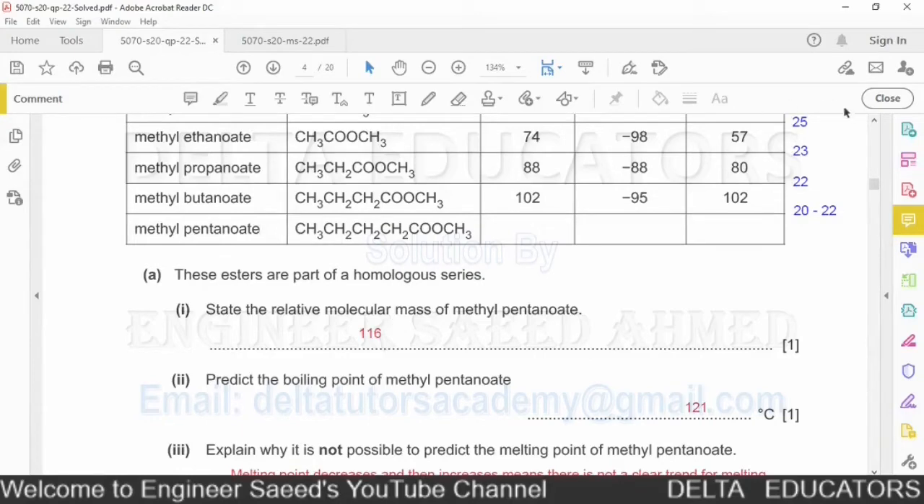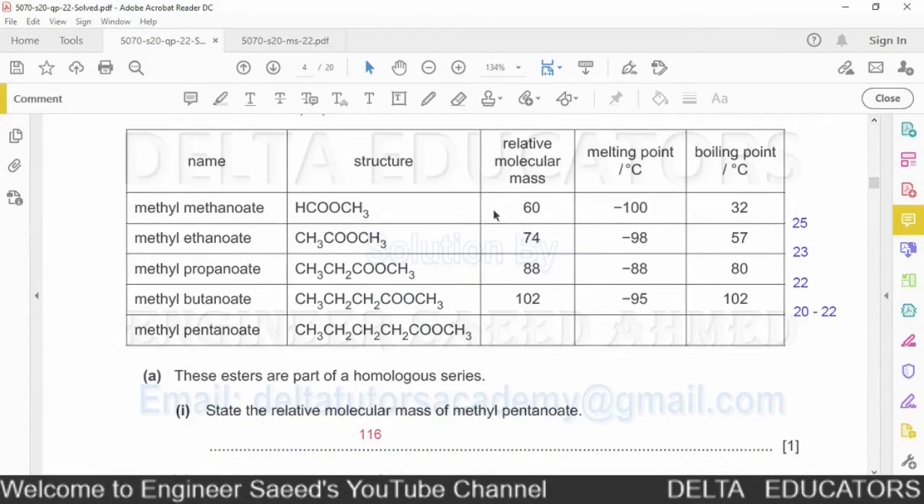We can also calculate the molecular mass from the table that is given here. The molecular mass of methanoate is given as 60. Then for the next member, ethanoate, it is 74. What is the difference in the molecular mass? It is 74 minus 60, it is 14. Now again, from ethanoate to propanoate, the difference is again 14. From propanoate to butanoate, the difference is again 14. So definitely for the next member, methyl pentanoate, the difference in molecular mass will also be 14.